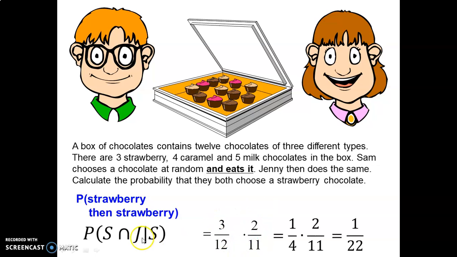Now in the second example where there was dependence, the original statement has to change. Probability of selecting a strawberry for Sam and probability of Jenny choosing a strawberry given that Sam has chosen a strawberry. Okay, so this has changed here. Now it is dependent. And over here we have the probability of Sam choosing a strawberry and the probability of Jenny choosing a strawberry, given that Sam has chosen a strawberry. So again, her probability has been influenced by Sam's selection.